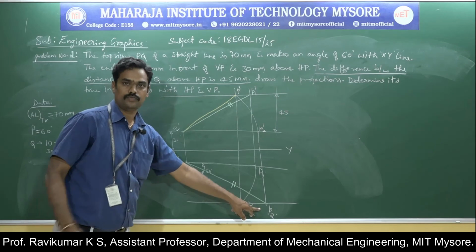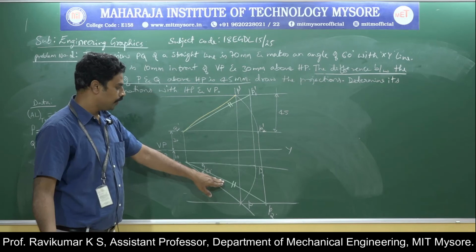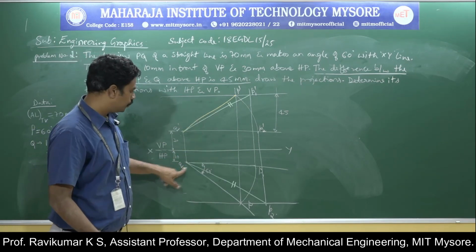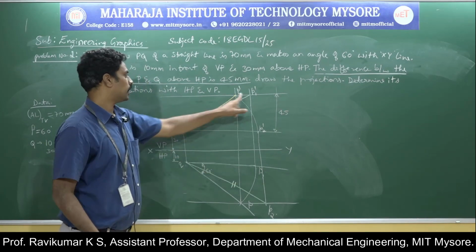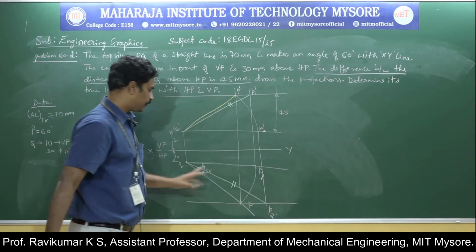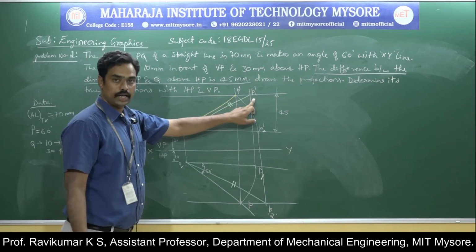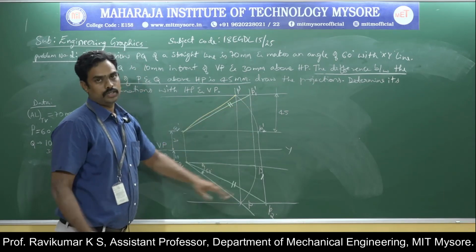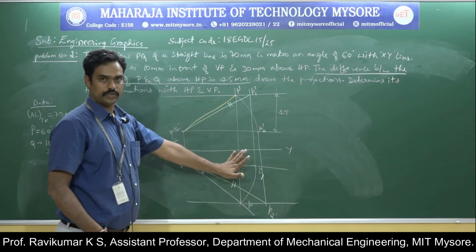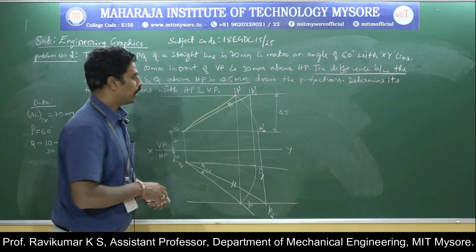Just have a look at Q dash and P2 dash, Q and P2. This is one of the cases 4 or 5. Here it is inclined to VP and parallel to HP. Then if you observe Q and P1 and Q dash and P1 dash, it is again one of the cases, inclined to HP and parallel to VP. So you need to reduce the given problem into one of the cases of 4 or 5. Then you need to measure the unknowns.